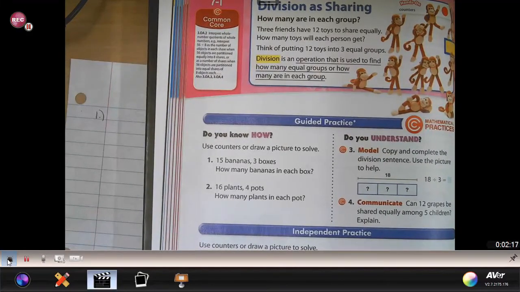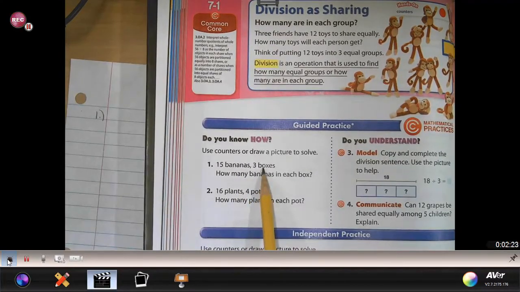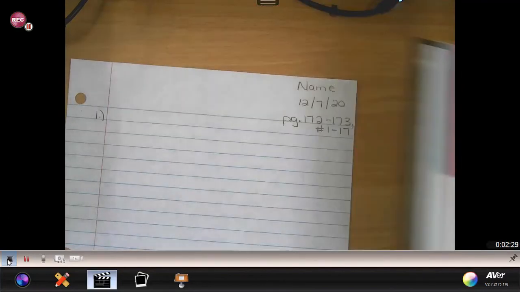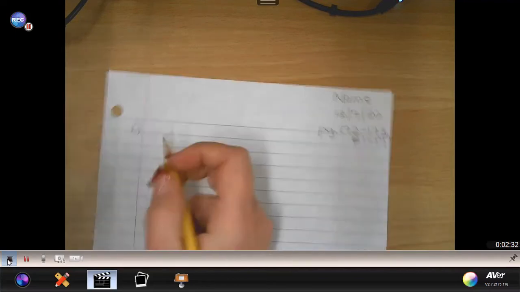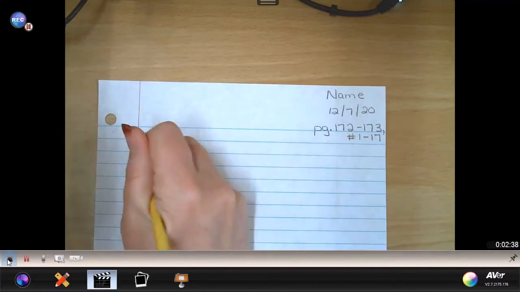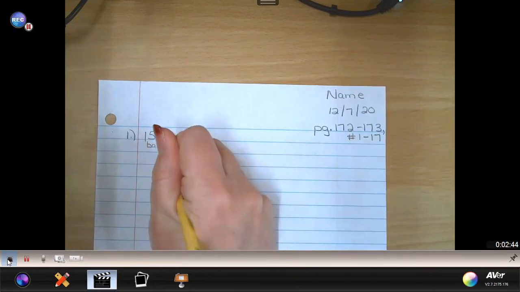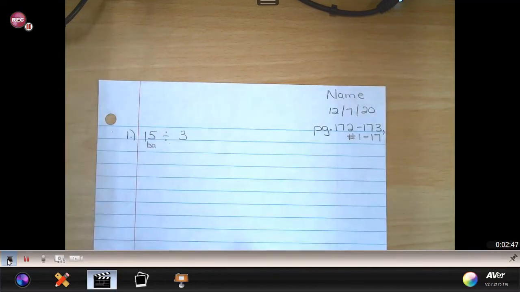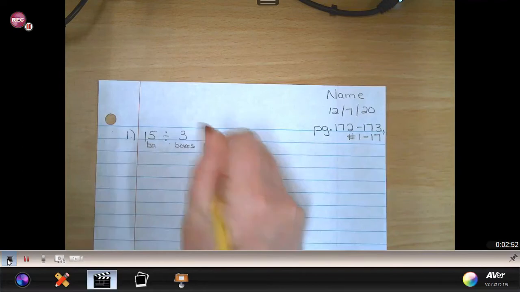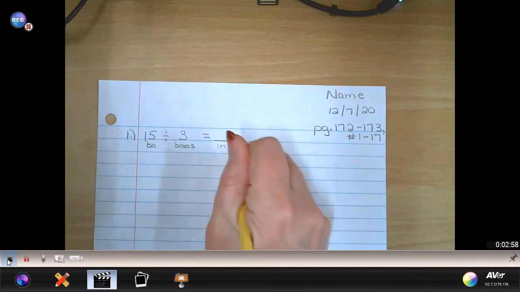You have 15 bananas, and you're going to take those 15 total bananas and we're going to break them up into groups, which are the boxes, and we want to know how many bananas are in each box. So we're going to write our division equation. We're going to start off with our 15 bananas. Just going to put a B here for bananas. Actually, let's put a BA. And we're going to put those bananas into equal groups. These are the boxes. And we want to know how many bananas are in each box.